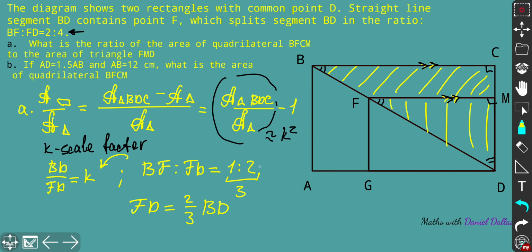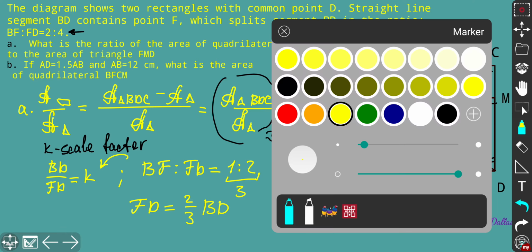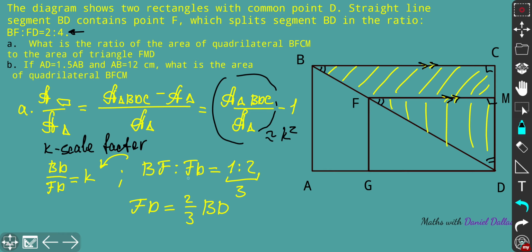In other words, we have FD, just let me explain quickly how I get it. FD is actually 2 over 3, 2 parts over 3 parts in total out of the whole BD length. So 2 out of 3 of BD. That's how I get this.